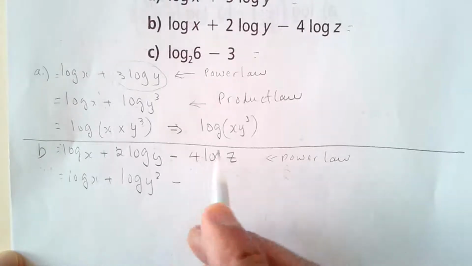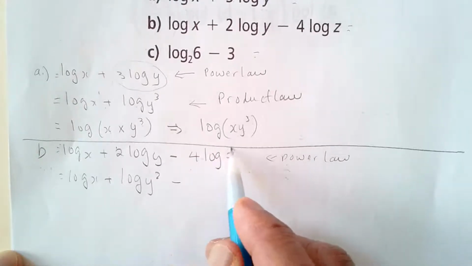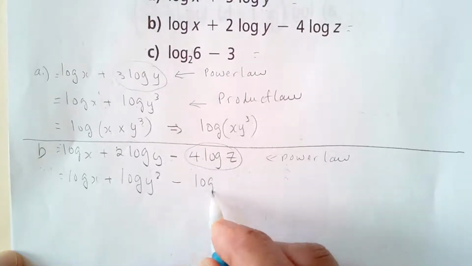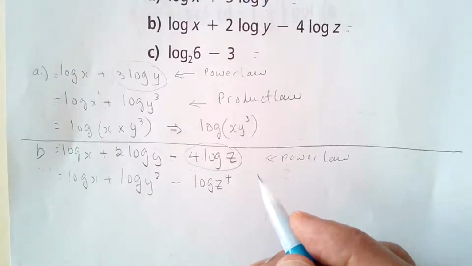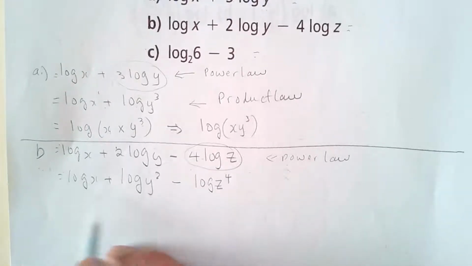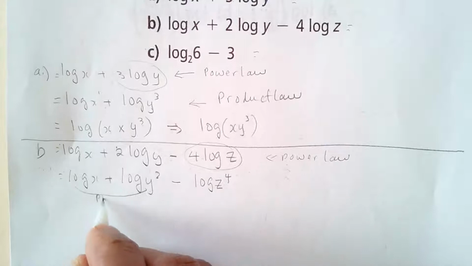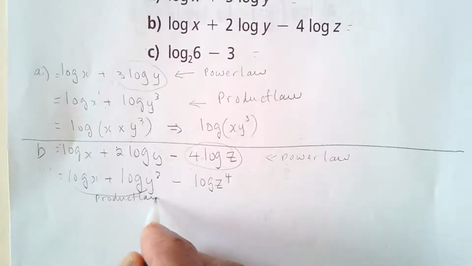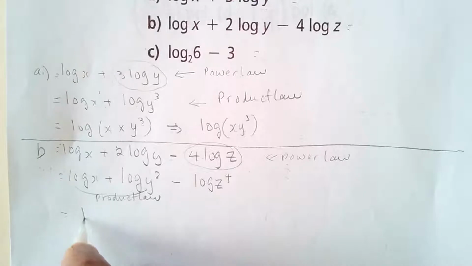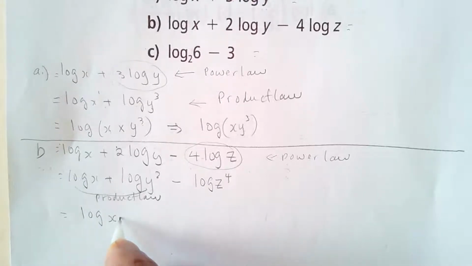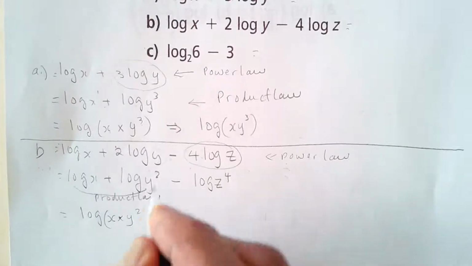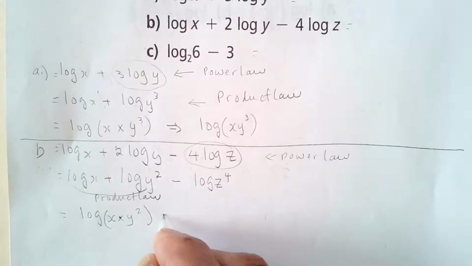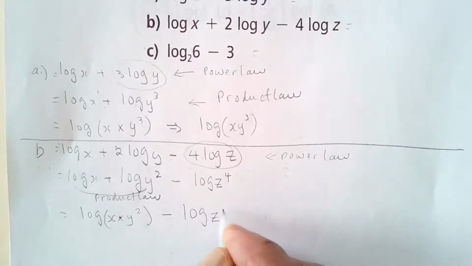now here we have another one, we use the power law for this second one. Now we're adding this part here, so we're going to use the product law. And that will give us log of x times y squared minus log z^4.